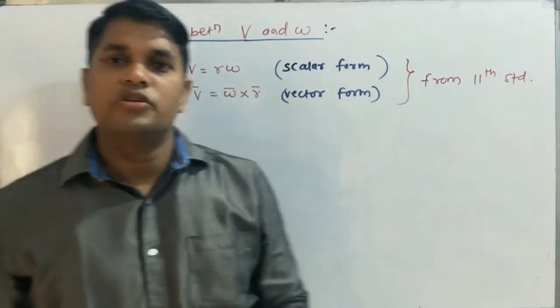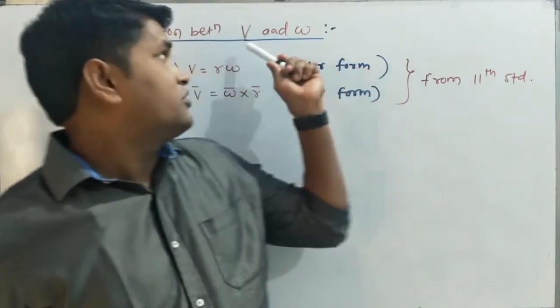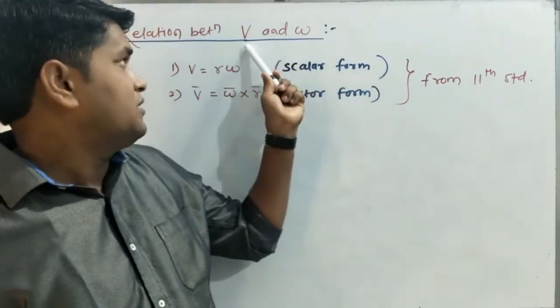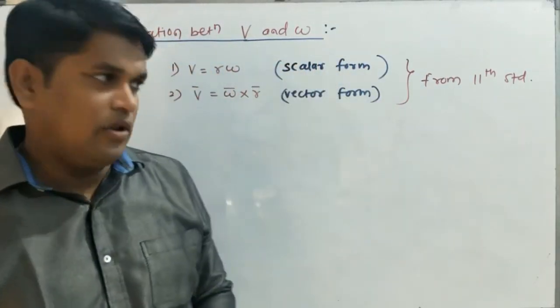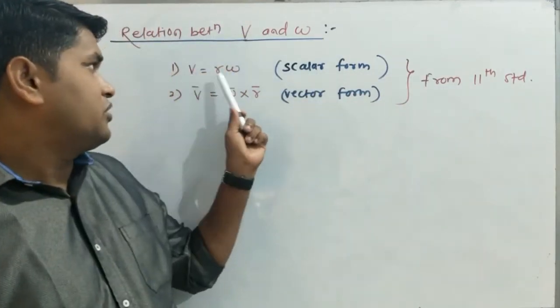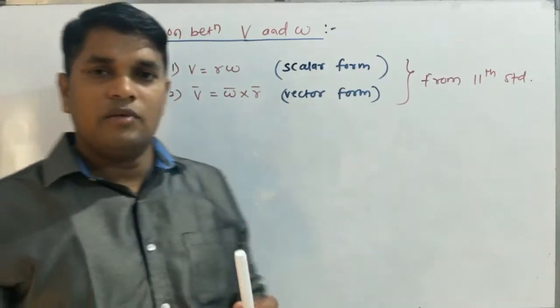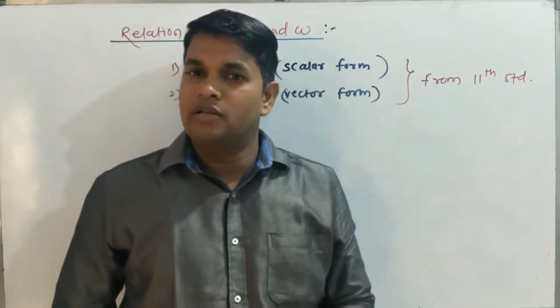Next, the relation between linear velocity and angular velocity. That is the relation between v and omega. V means linear velocity and omega means angular velocity. We have already studied in 11th standard, v is equal to r omega. It is the scalar form, and v bar is equal to omega cross r. It is the vector form.